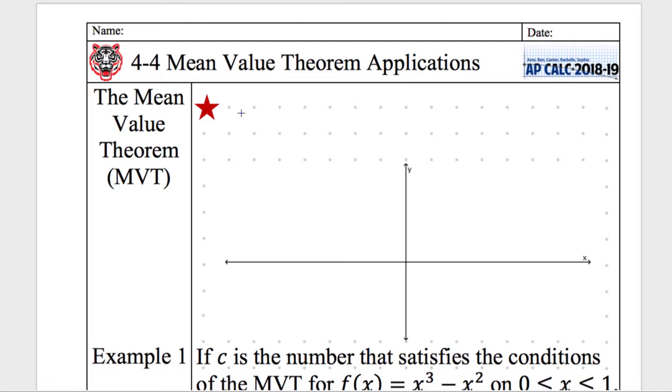So, mean value theorem. What the heck is that thing? You remember this all the way back from, was it Unit 1? I think it was Unit 1. Wow, yeah, a long time ago. Do you remember what mean value theorem said? If so, then you have a good memory.